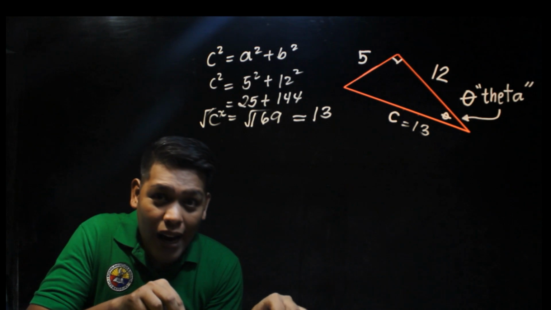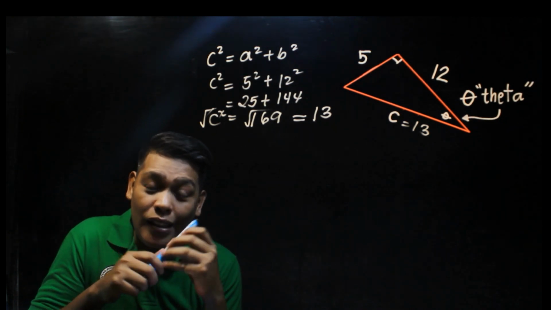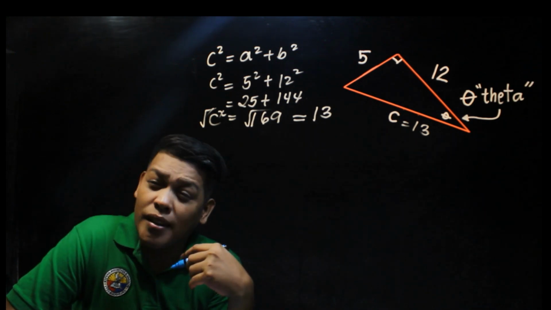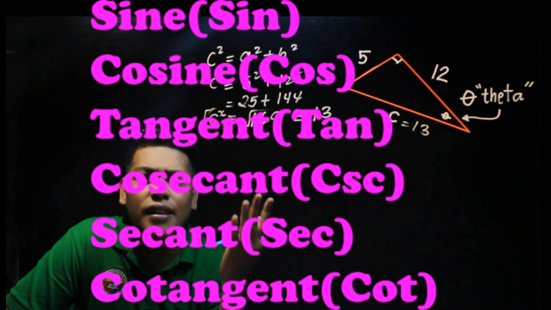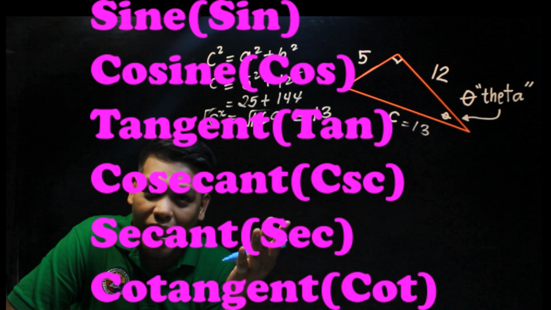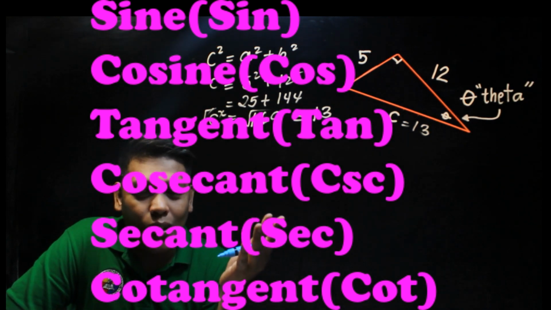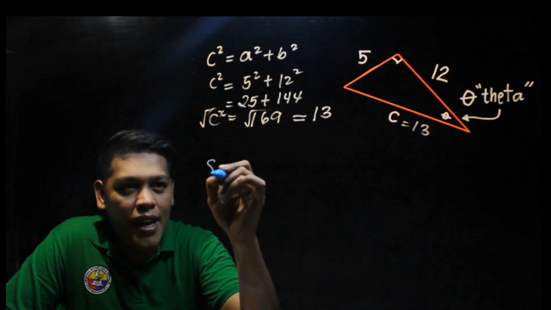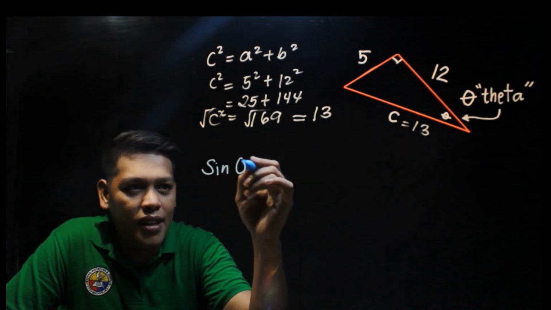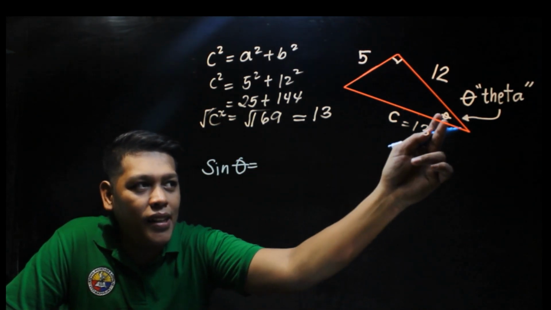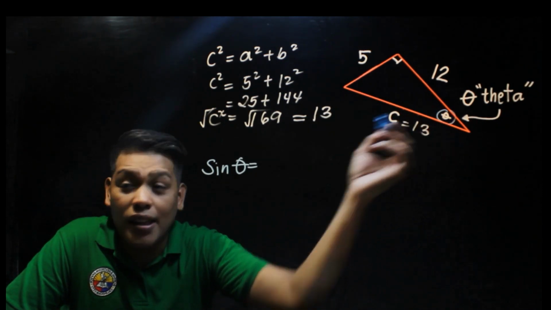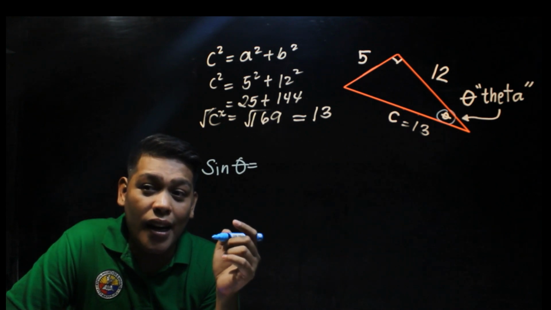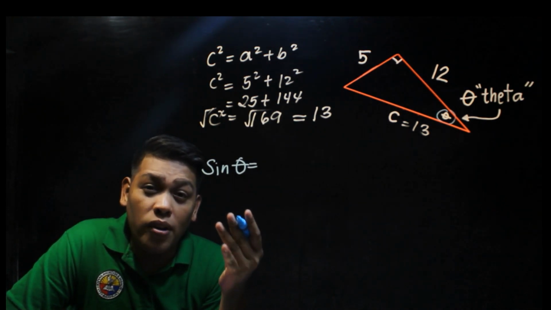Ngayon naman, hahanapin natin yung 6 trigonometric ratios. So, una, what are the 6 trigonometric ratios? That is the sine, cosine, tangent, cosecant, secant, and the cotangent. First, hanapin natin yung sine. So, sine theta. What is the sine theta? Ito yung theta natin. Ito yung ating reference angle. Ayon sa SOHCAHTOA, ang sine theta is opposite over hypotenuse.